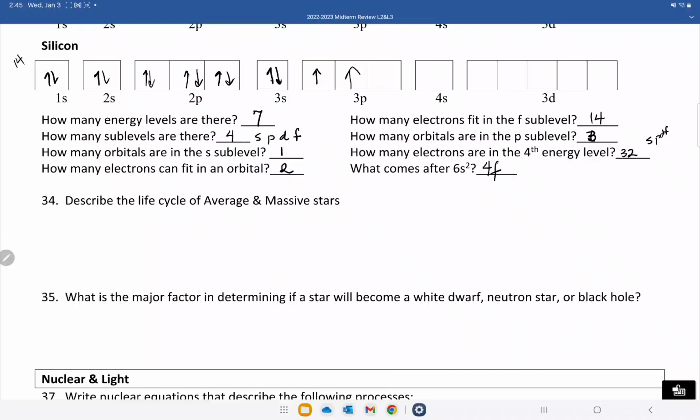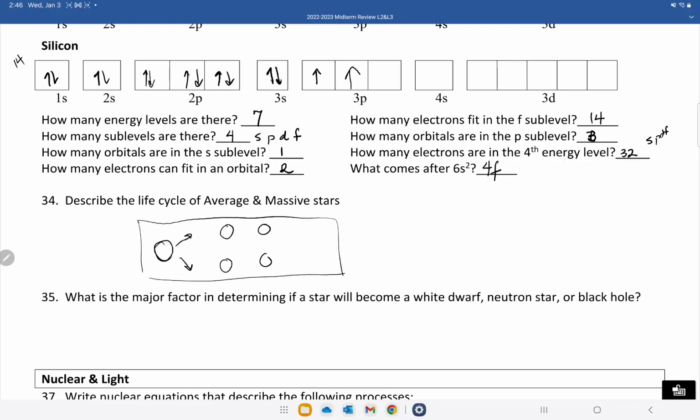Okay? All right. Life cycle of average and massive stars. I'm just going to tell you to go to the answer key. It's where you had on your web quest, you had the life cycle where you had those pictures you needed to fill out, where we had the nebula going either to a star or a massive star. Then it can go to a red giant. Then it can go to a nebula.